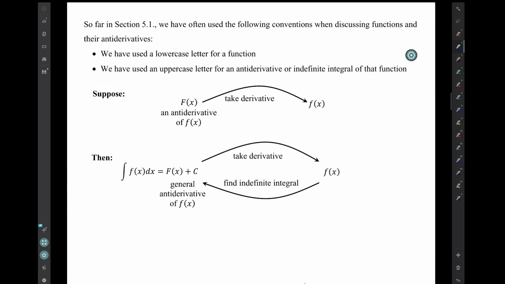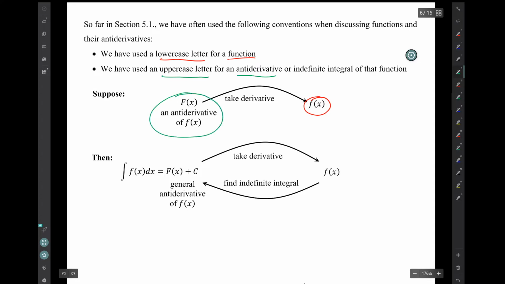Now, so far in section 5.1, we've been using the following conventions when we discuss functions and their antiderivatives. We've used a lowercase letter for a function like this, little f of x, and we've used an uppercase letter for an antiderivative, something like capital F of x. So you start with little f of x. If you put little f of x inside of the integration symbol, that whole symbol stands for capital F of x plus c, a general antiderivative of little f of x.